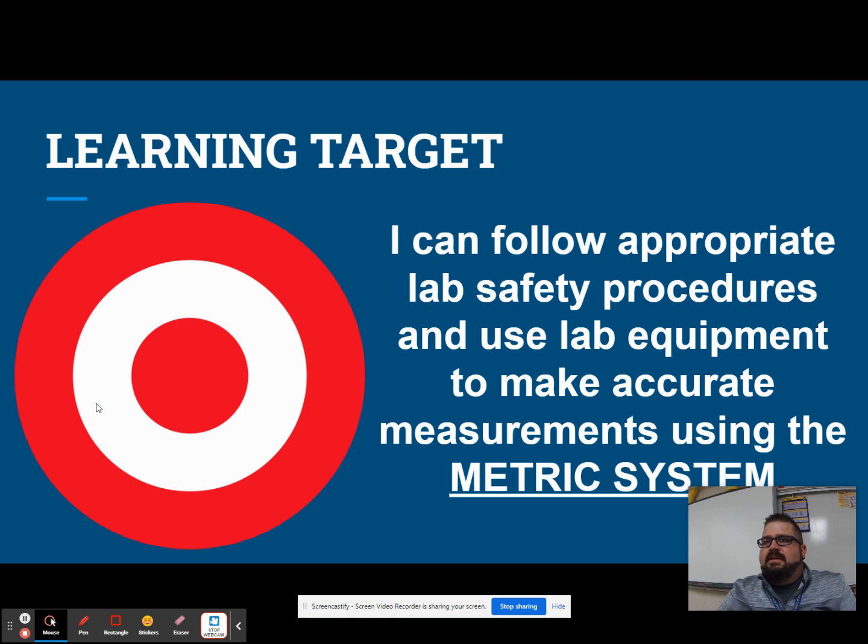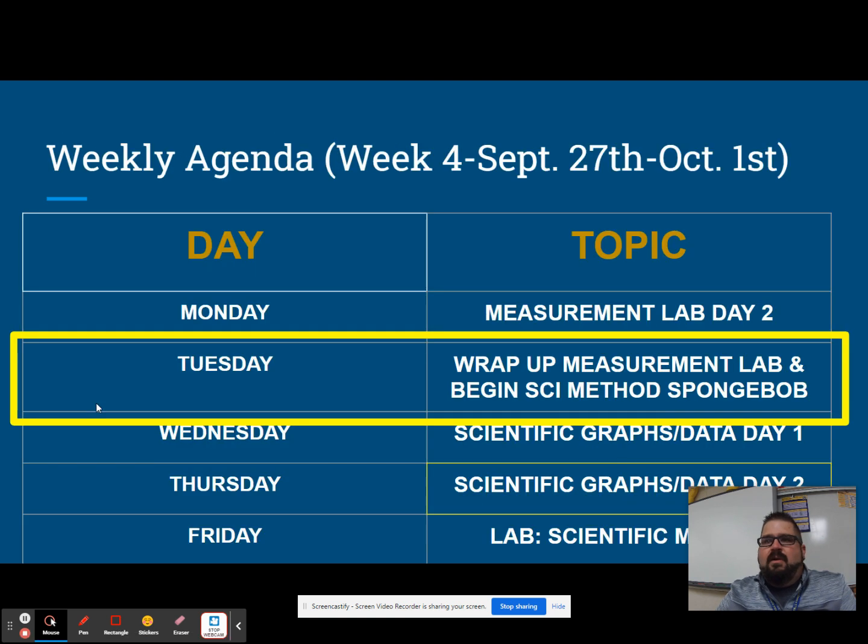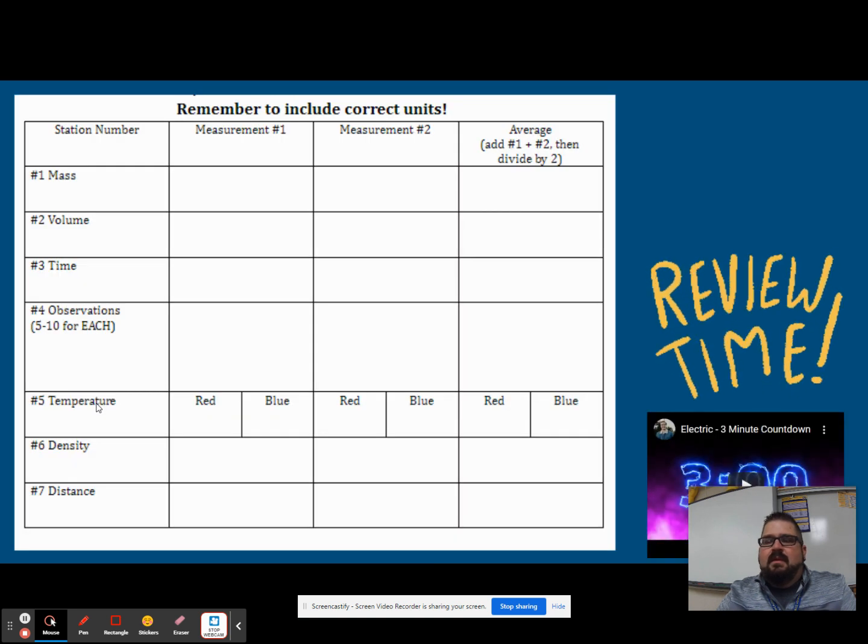So our goal is to wrap up that measurement lab. What I wanted to do was just talk about it a little bit and give students the opportunity to ask questions. We'll have a graphing data day on Wednesday, graphing data day on Thursday, and Friday we'll start that lab. So that is the game plan for today and the rest of the week.